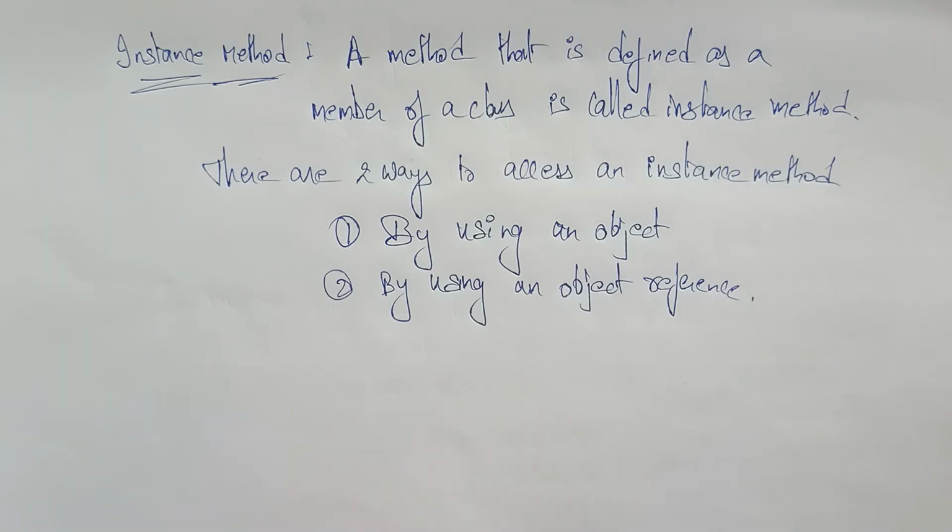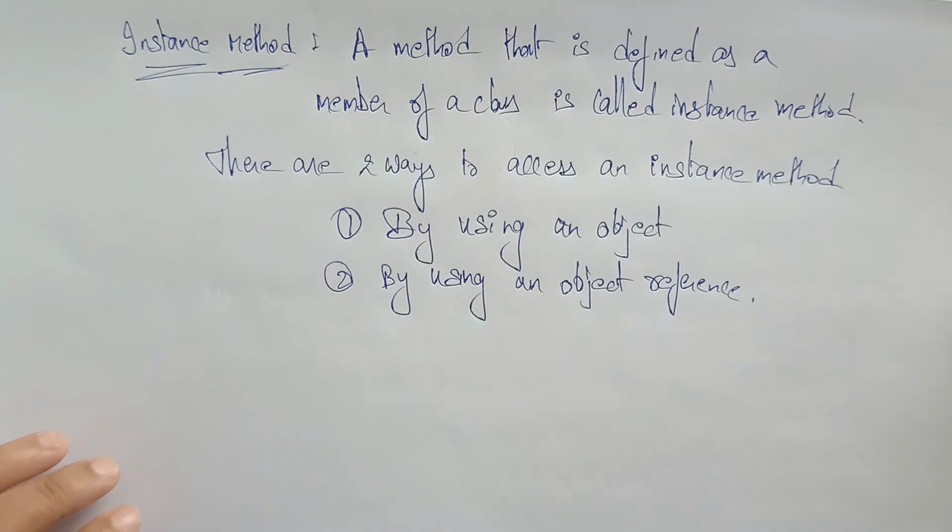You can access an instance method by using an object. In public static void main, just create an object, because instance members can be accessed whenever the object is created. If you want to access the instance method, you have to create an object. By using an object or an object reference, you can access the method. Let me explain with a simple example here.